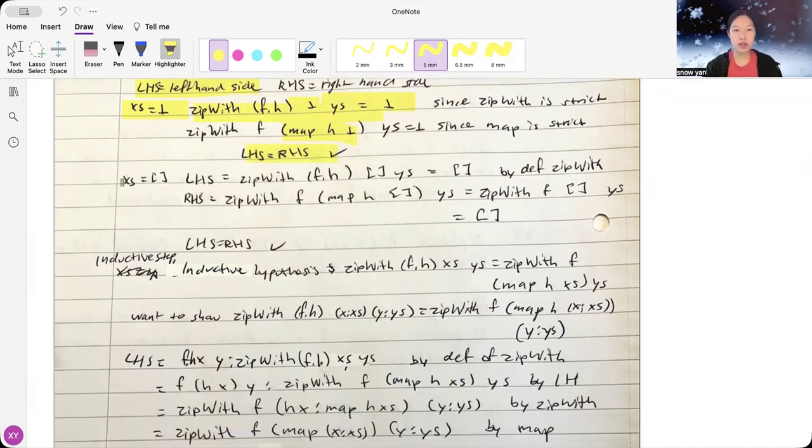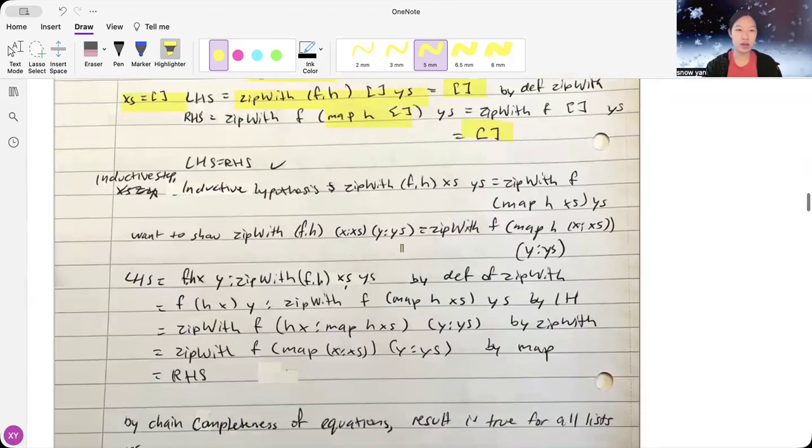For the second case, when x's is equal to the empty list, the left-hand side is zipWith f of the empty list, right? By the definition of zipWith, if it's empty, then the result is going to be empty. For the right-hand side, map of an empty list is just the empty list, so the same thing applies. So it's also empty. So the left is equal to the right.